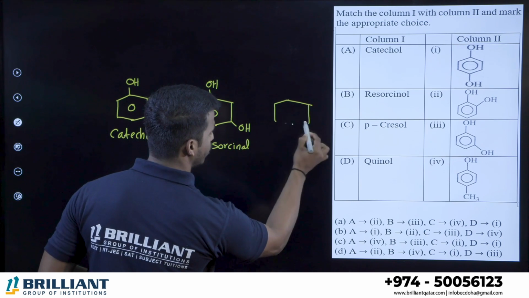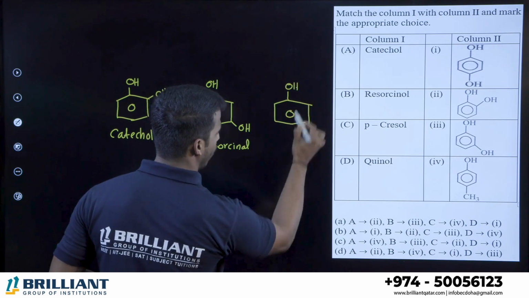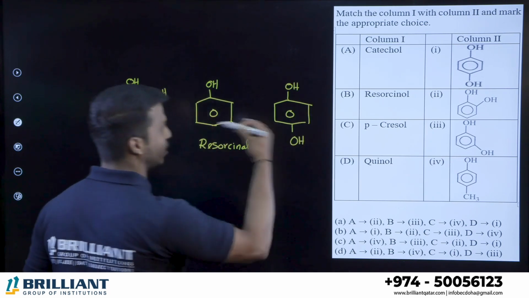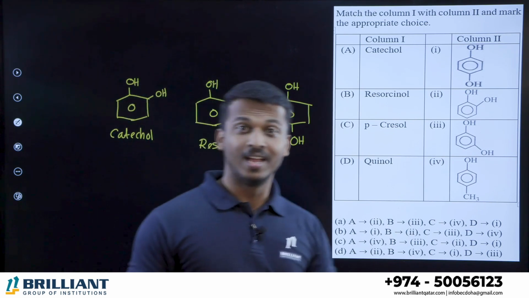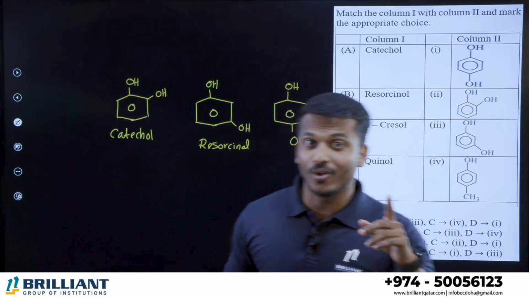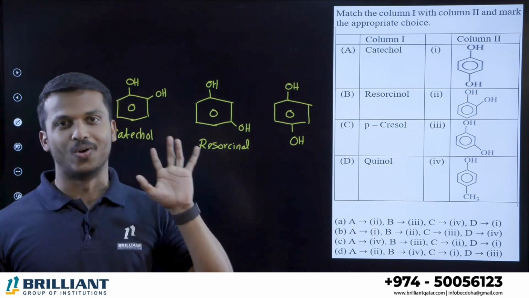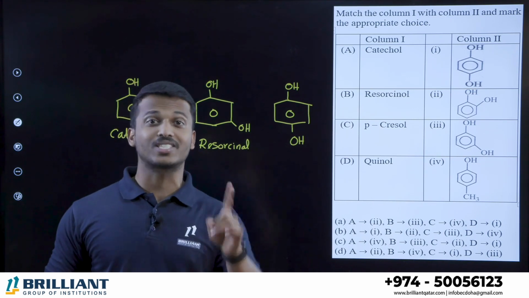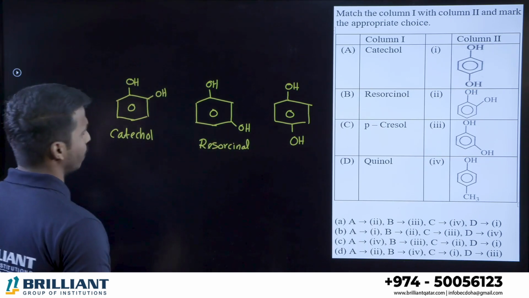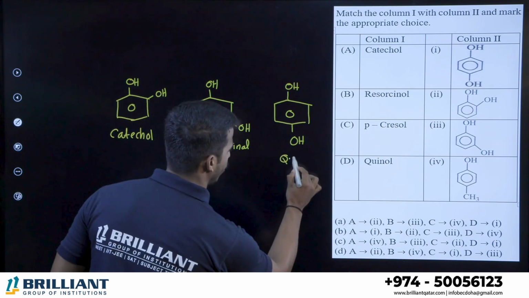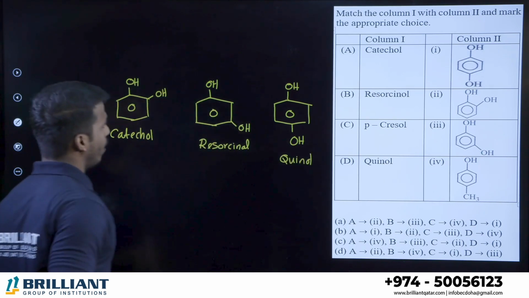Then, what if it is on the para position? If the OH group on phenol is on the para position, then we can call it hydroquinone, or we can call it quinol, right? Hydroquinone, or quinol. All right. So it is called quinol. Now, what about the other one?